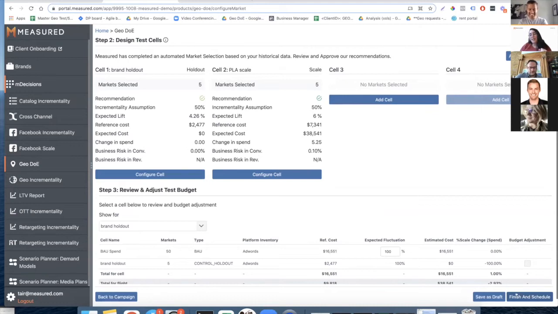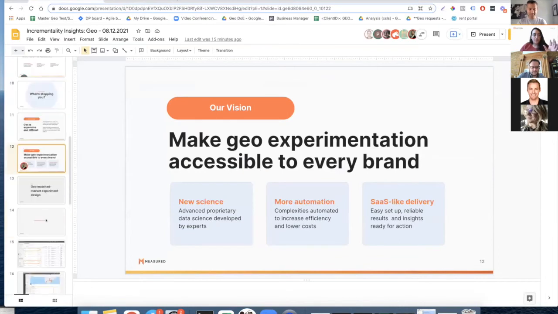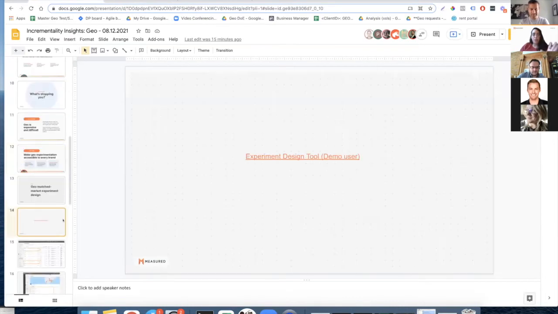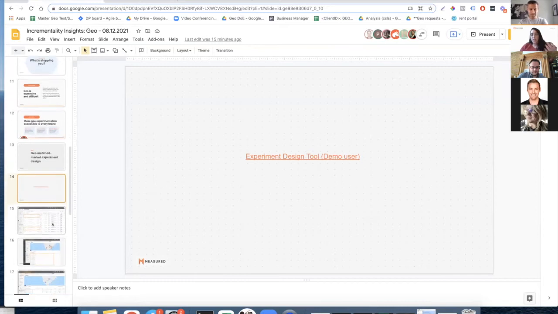I'm not going to click this because it's a live account, and it's going to push things to an actual test. But really, this is all that you need. If you need to get approval internally, then you just save it as draft and you share it with execs. So part of the process is, of course, the design, which we just did. But another part is implementation and then reporting.